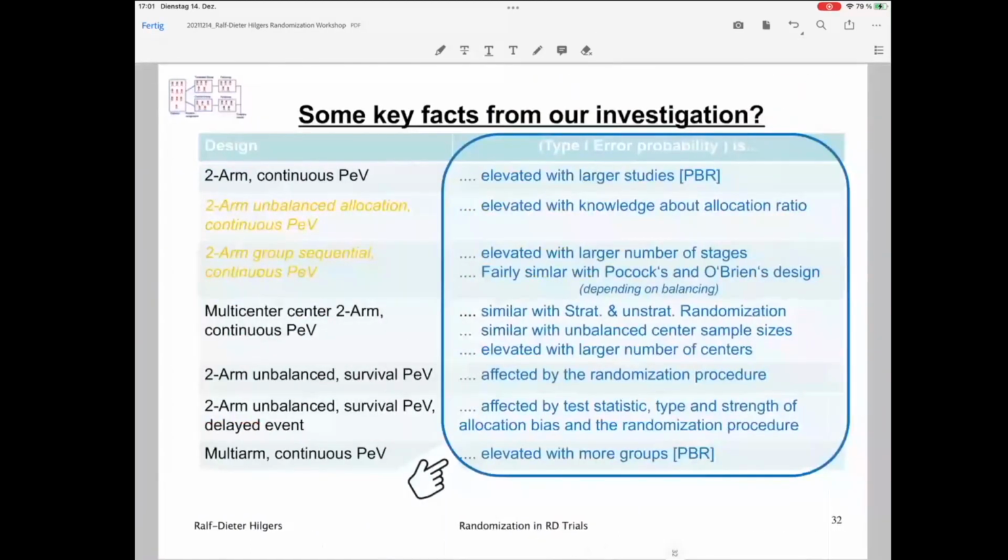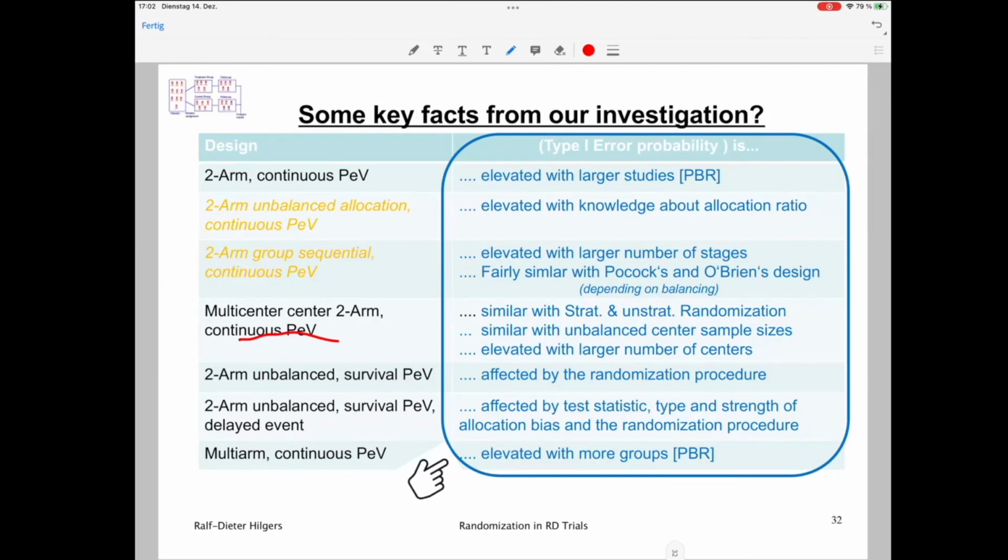So you might think, okay, and what is coming out? Well, that's not a general recommendation. It's just a direction in which it goes. So the two-arm continuous primary endpoints make it clear that we have elevated type 1 error probabilities with larger studies. That I showed just a couple of minutes before. For the multi-center situation, which you can compare to a stratified analysis, we saw similar effects with stratified and unstratified randomization. Similar with unbalanced center sample sizes, and elevated with a larger number of centers. So a larger number of stratification factors is worse, because, of course, it's more predictable.